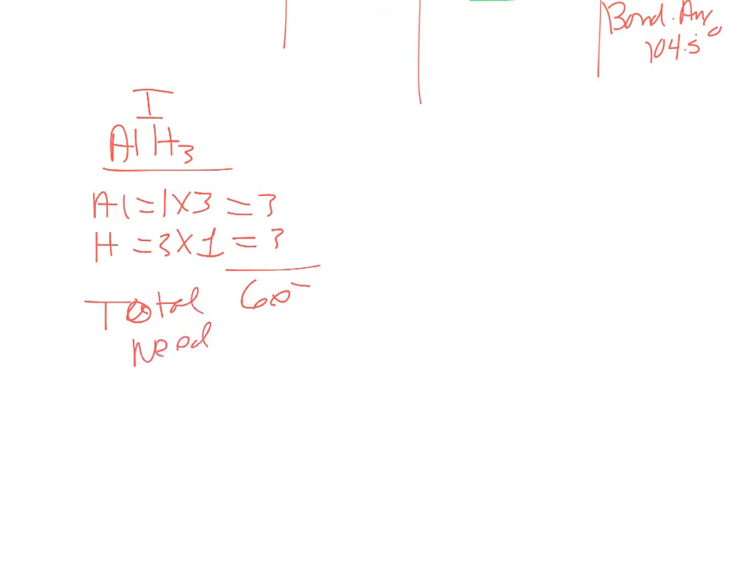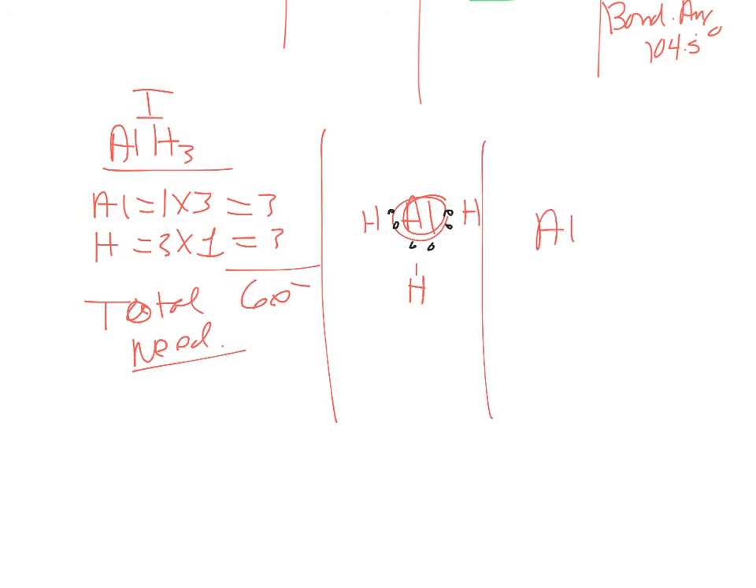Alright, so this is the first time we haven't seen 8. Aluminum is in the middle, and the 3 hydrogens are going to be on either side of it. Now this time, aluminum is an exception. So it only wants 6 valence electrons, so we're going to give it 6 only. Our cleanup pic is going to look like this with the H's with lines. Every line stands for 2 electrons.